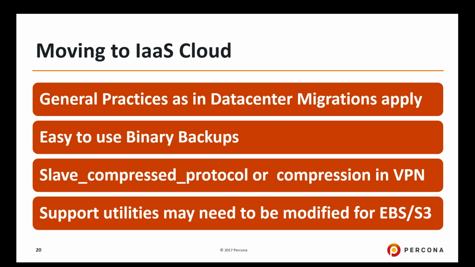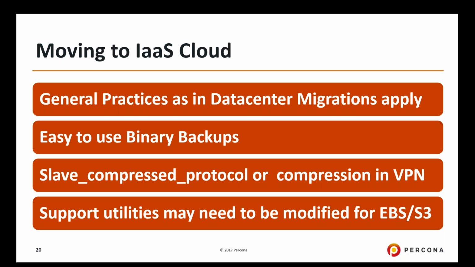Now, if you move into an infrastructure service cloud, then pretty much the same general practices apply as in your database data center migrations, as if you would move to a different data center. You probably want to use binary backups, for example done by Percona XtraBackup, which allows you to move data much faster than logical backups. You would want to use the slave compress protocol or use compression in the VPN, so you can catch up your application faster and use less traffic, especially if you are moving to a data center where the network connection is not very fast.